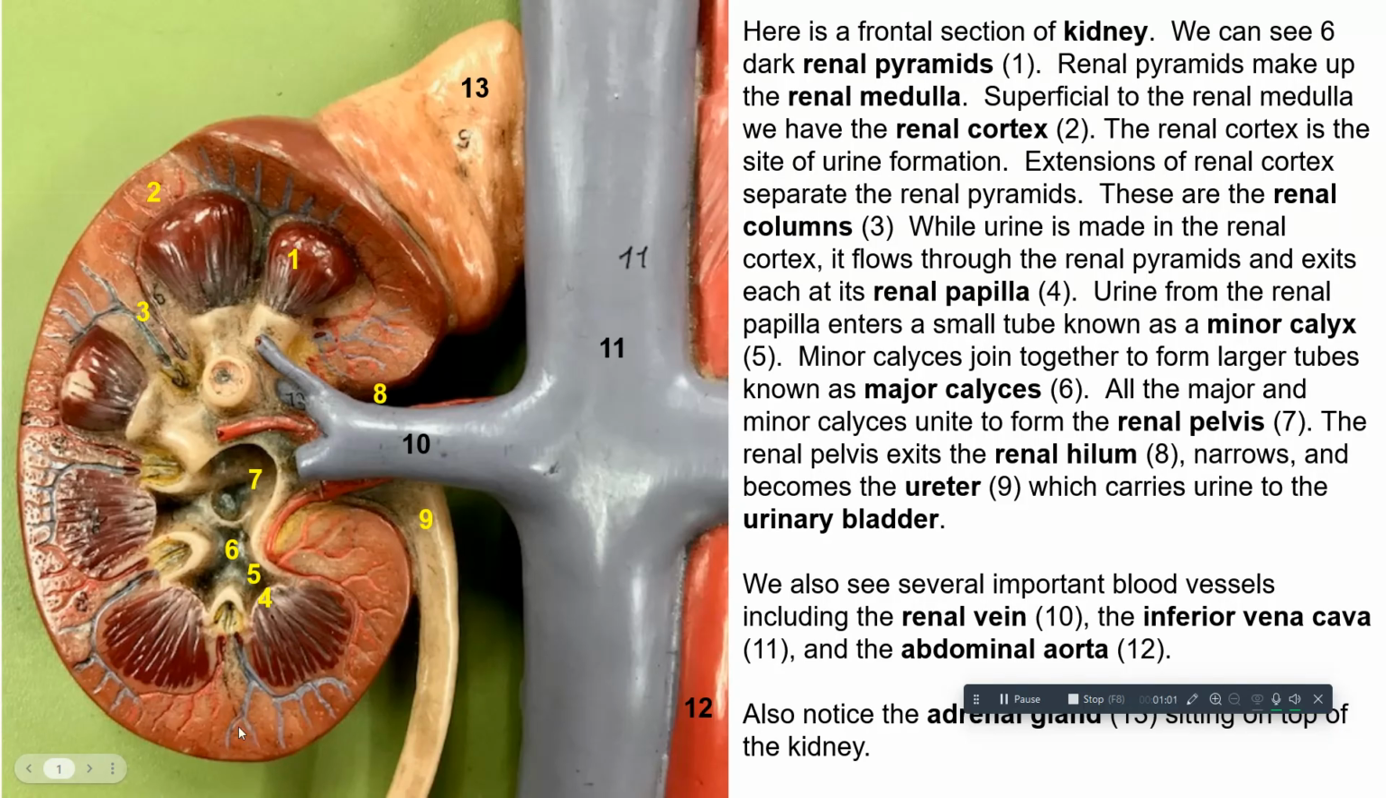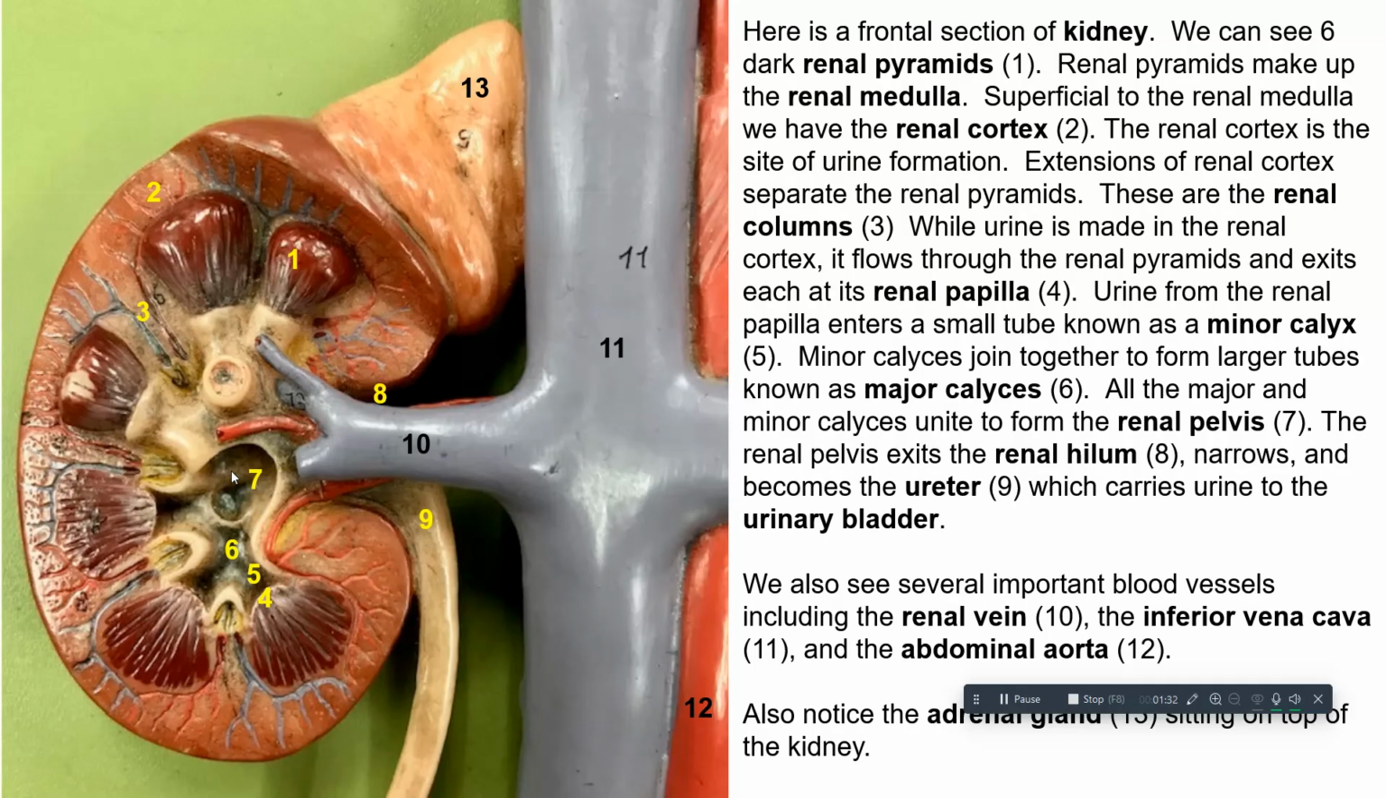Now, urine is always being made in the renal cortex. Urine is always traveling down through the renal pyramids, and urine is always dripping out of the tip of a pyramid. The tip of a pyramid is called a renal papilla, and the urine then ends up in this little tube here called a minor calyx. So next to every renal pyramid, we have a minor calyx. When two minor calyces combine, that creates a major calyx.